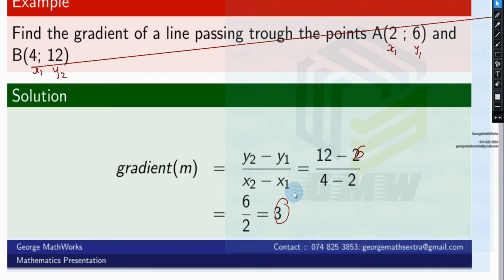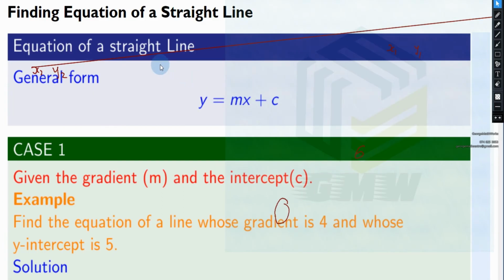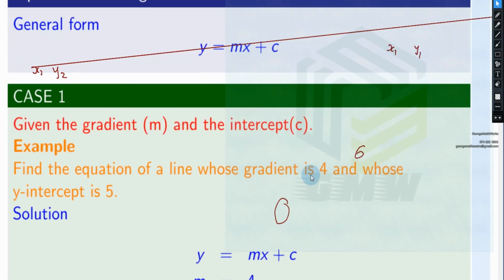Now, I have been mentioning this. How do we even find the equation of a straight line if it is asked? Each time you hear a question specifying the equation of a line, the first thing to do is to jot down y is equal to mx plus c. Now, there are 3 cases that I'm going to explain here. Number 1, you are provided with the gradient and the intercept and you are asked to find the equation of a line. How do we do that?